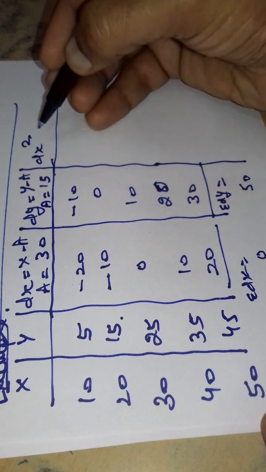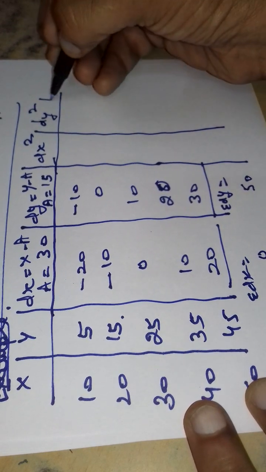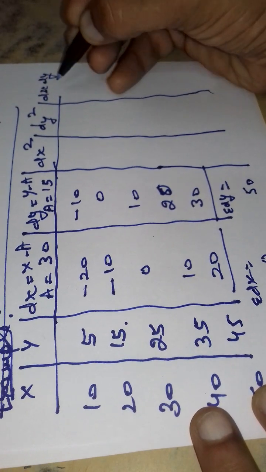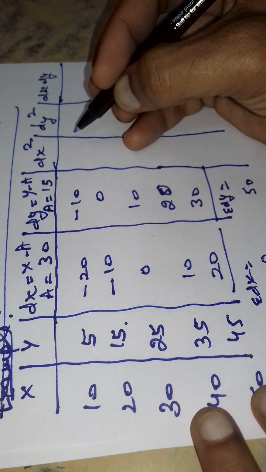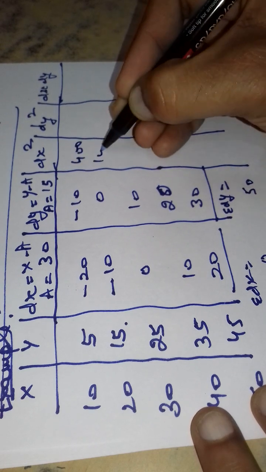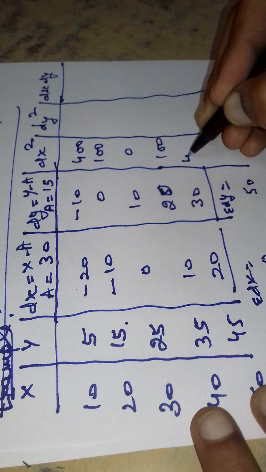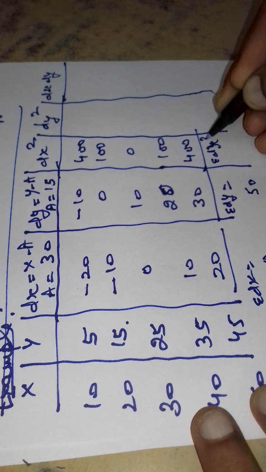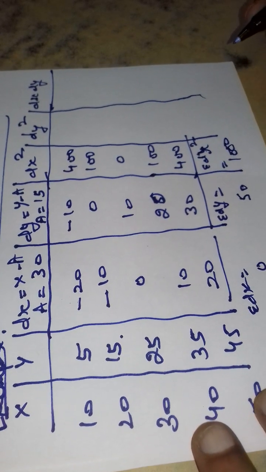Let's do dx square, dy square, and dx dy. For this we have to multiply. Dx square: 20 multiplied by 20 is 400, minus times minus is plus, so 400, 100, 0, again 100 and 400. Let's make the sum total. Summation dx square equals 1000. We got the value 1000.